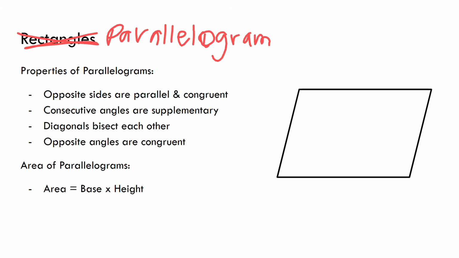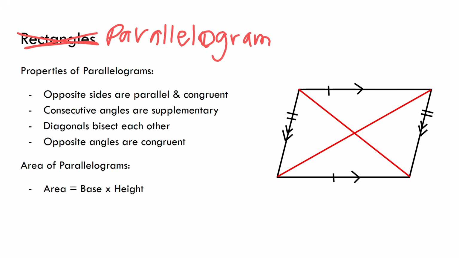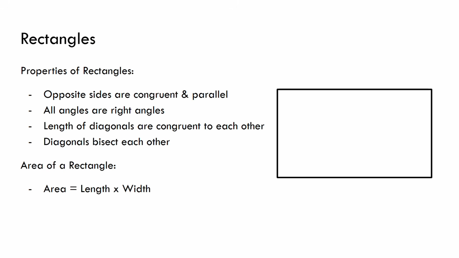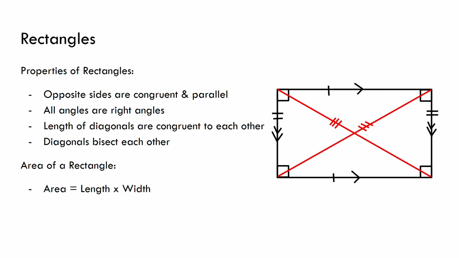Okay, so the properties of parallelograms are that opposite sides are parallel and congruent to each other, consecutive angles are supplementary to each other, the diagonals bisect each other, and the opposite angles are congruent to each other. And the area of a parallelogram is just base times height. Then the properties of rectangles are that opposite sides are congruent and parallel to each other, all angles are right angles, the diagonals are congruent to each other, and the diagonals bisect each other. And the area of a rectangle is equal to length times width.